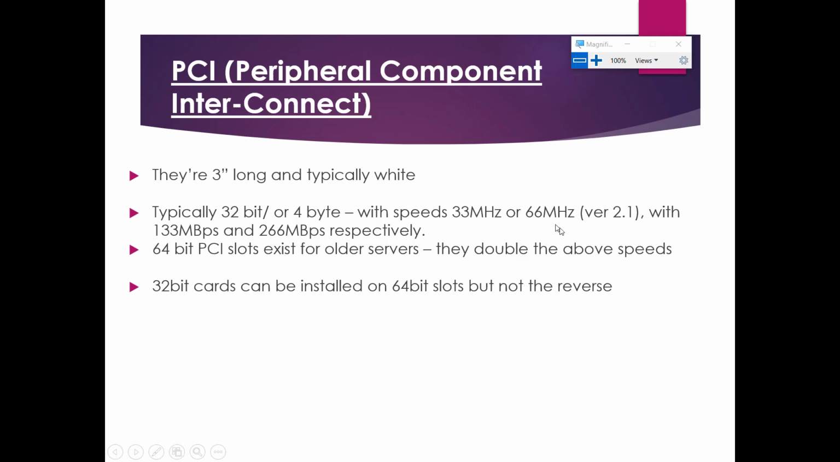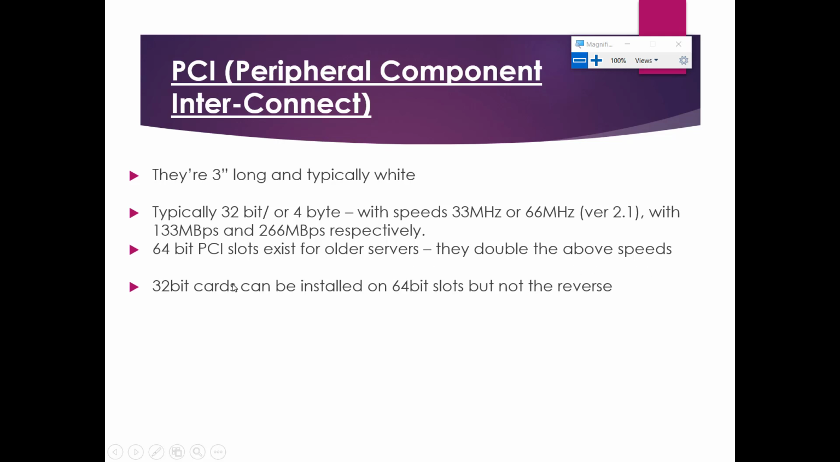Not a lot of speeds nowadays with 133 Mbps. What is that? Ever heard of that? Yeah, megabytes per second. That's the transfer of data speed. And 266 Mbps, actually megabits per second, respectively. 64-bit PCIe slots exist for older servers. They double the above speed.